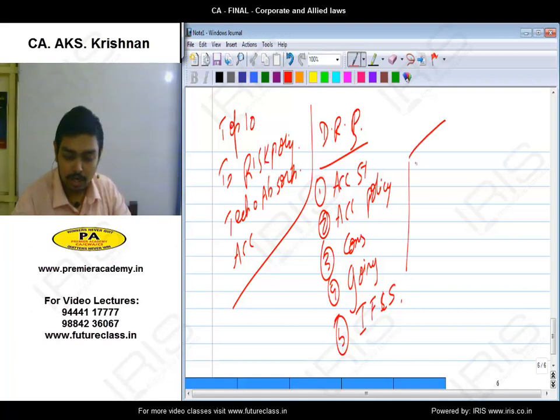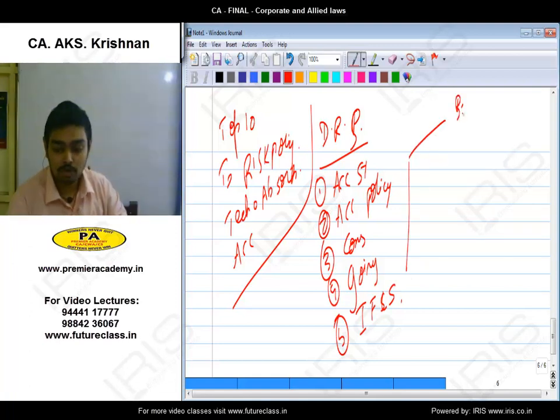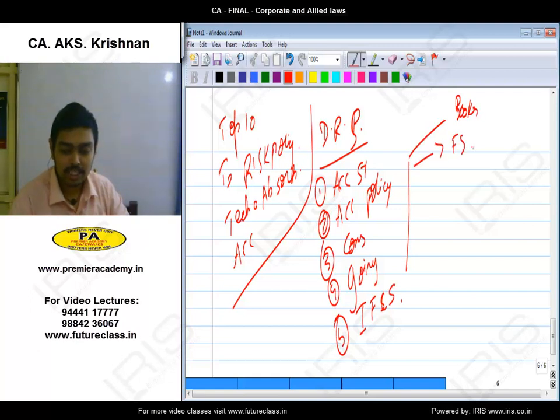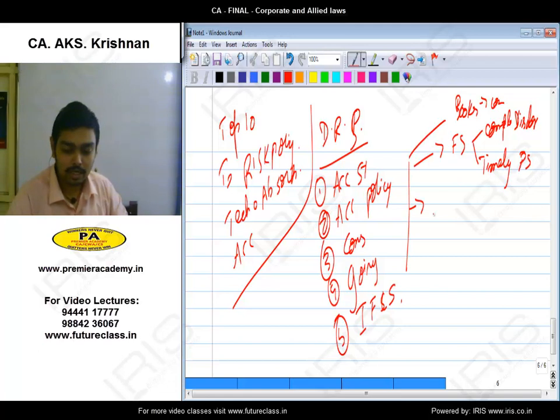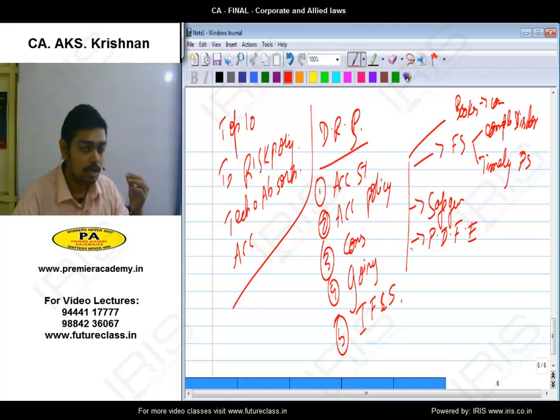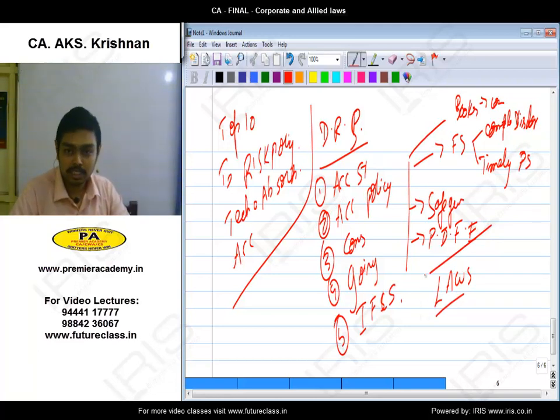In that, first, books of accounts are complete. Then the financial statements are complete, with complete disclosure and timely preparation. Then safeguarding of assets, then prevention and detection of fraud and error, correct? Then all laws and regulations are followed. So all these things we discussed in Section 134.